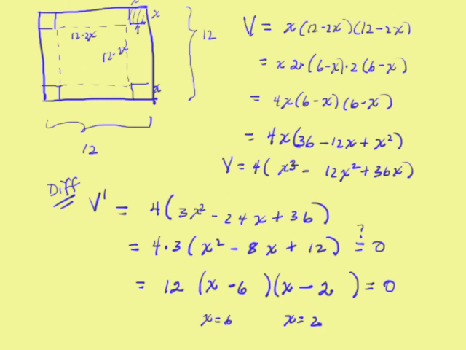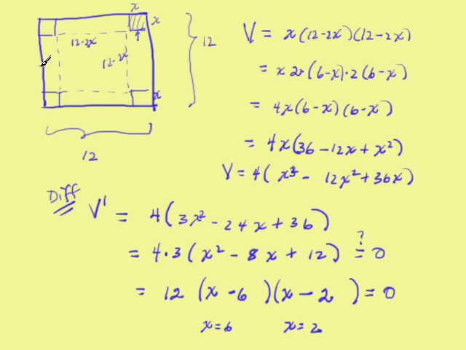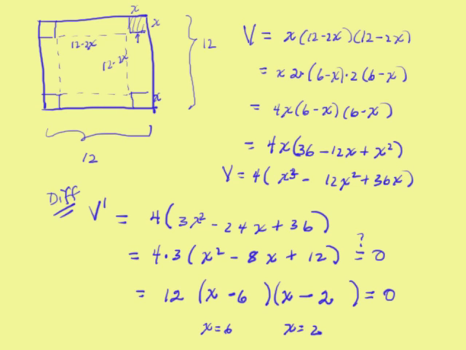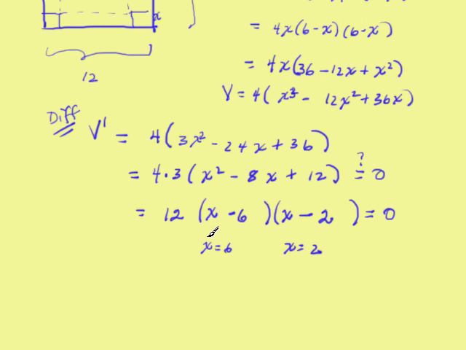But we notice that x equals 6 actually gives us a minimum, because that would cut out the entire box. X equals 6 would be squares that are actually equal to 1/4 of this piece of cardboard. So there would be nothing left if we cut out squares of size 6 by 6. So that's not it. So this is the maximum. That one actually is a minimum. This is the max.